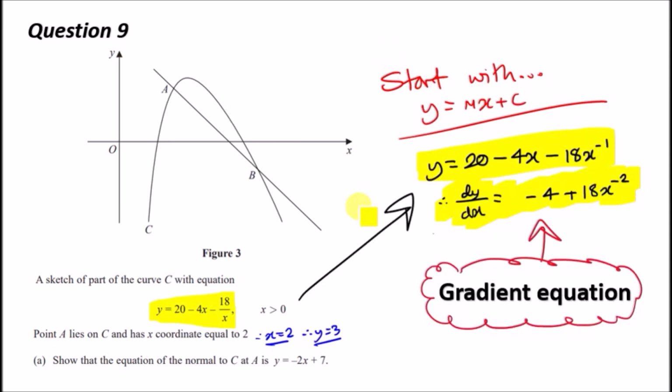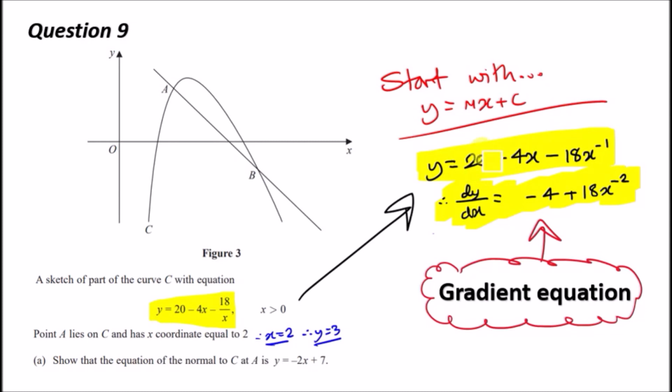To get the gradient in every single case, you need to firstly figure out the gradient equation, and to do so we need to differentiate this curve equation. Before you differentiate, make sure it's all written in the standard x to the power format. So 18 over x has to be rewritten as 18 times x to the negative 1, because we have to bring x back to the baseline. And differentiating this is easy.